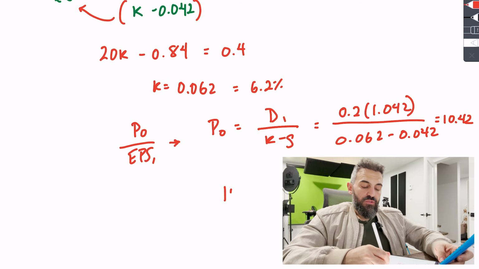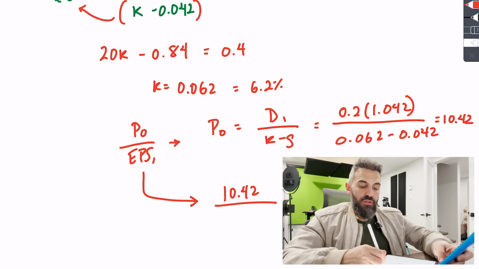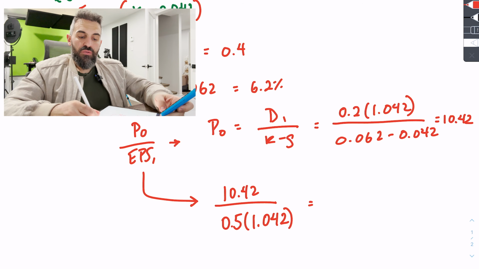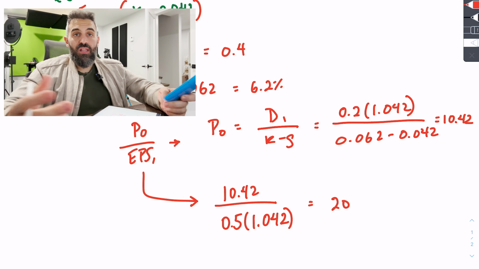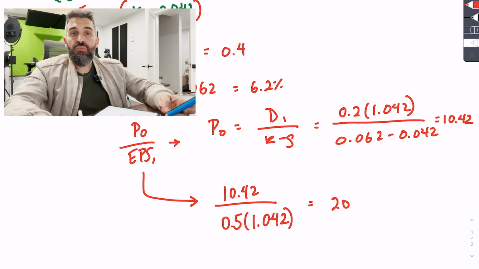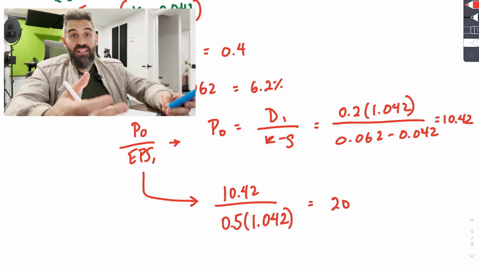So 10.42, that's P0, and I'm using this formula, over EPS 1. So that would be EPS 0 times 1 plus G. And I get a PE ratio of 20. So I like my answer of 6.2%. I've confirmed that it's the right answer by working my way back to the PE ratio. And that's how you would solve this question.